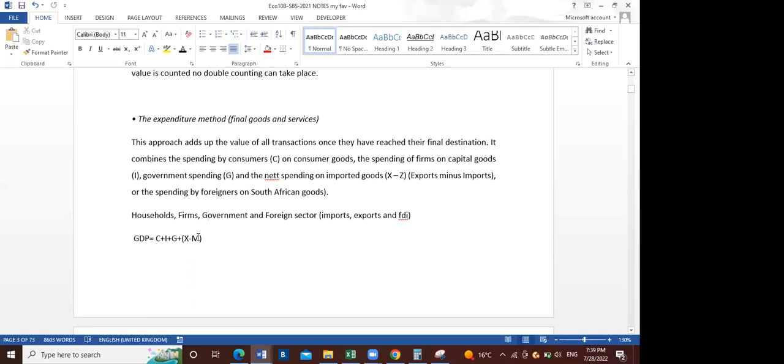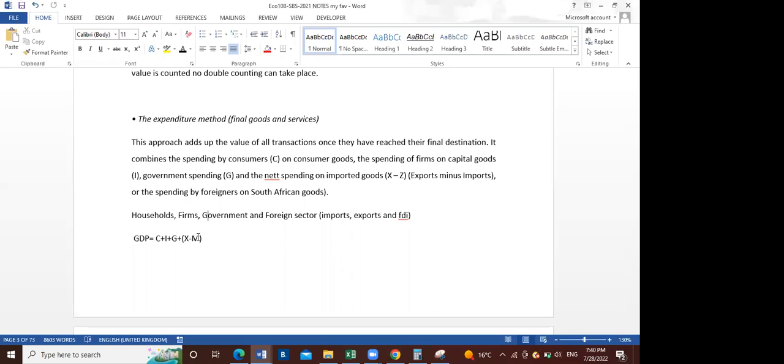And if you want to delve deeper into that, you'd see that importing supports the external economies, or rather the foreign economies, more than the local economies. Whenever you are buying from China, you are creating employment in China, you're providing for the Chinese economy. And whenever you're exporting, you're creating employment locally, and you are providing income and wealth within the local economy. So that is why we have the difference between X minus M.